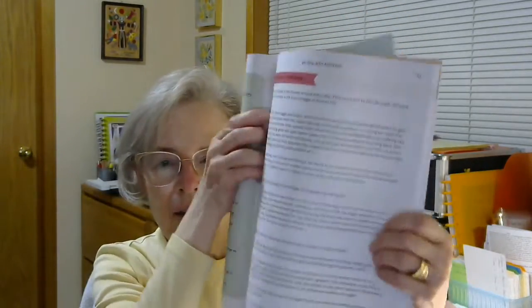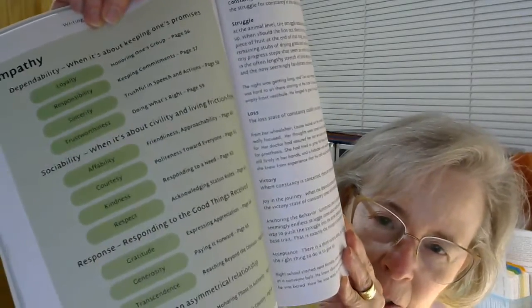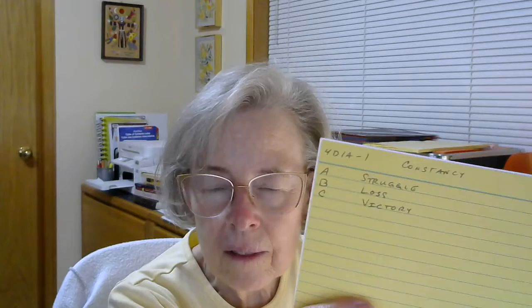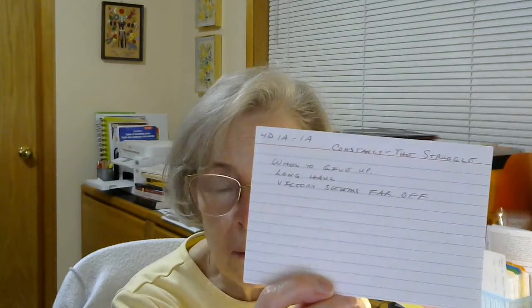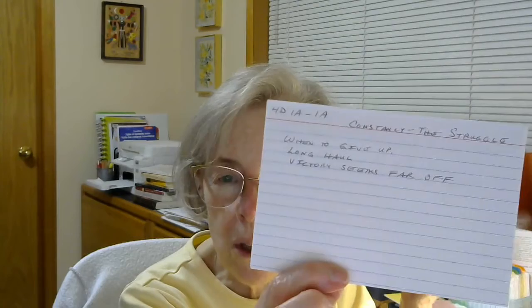Now there's a lot of information here. There's a lot of information on this page. It's jam-packed. But if you could see, it's divided into struggle, loss, and victory. So, guess what? Struggle, loss, and victory. You can't help but get how the effortless numbering works. 1A, 4D1A-1A. And so I took some notes on the struggle.